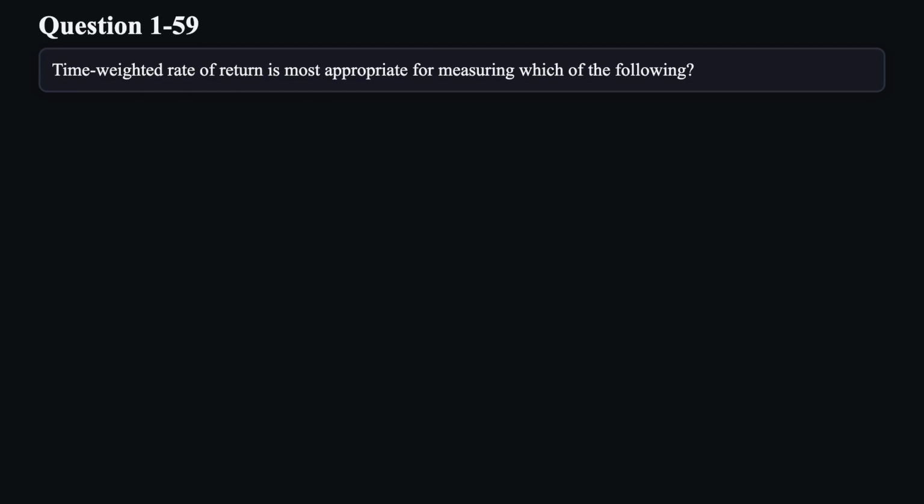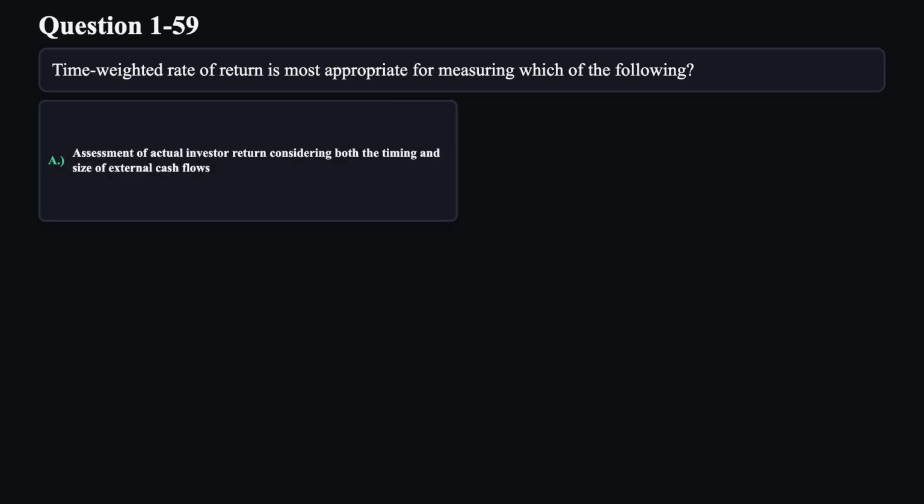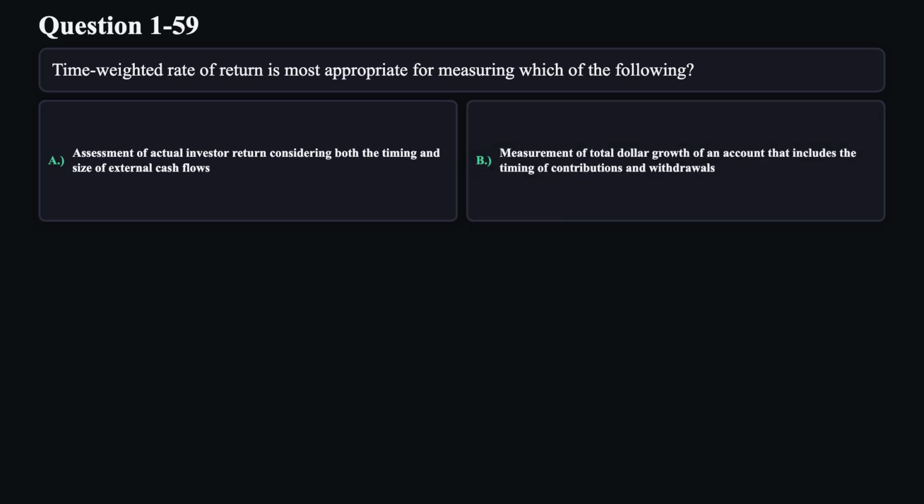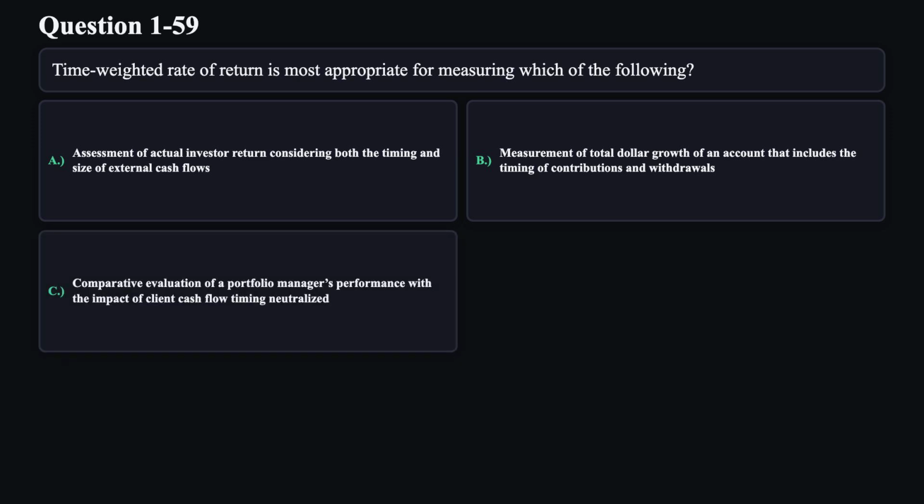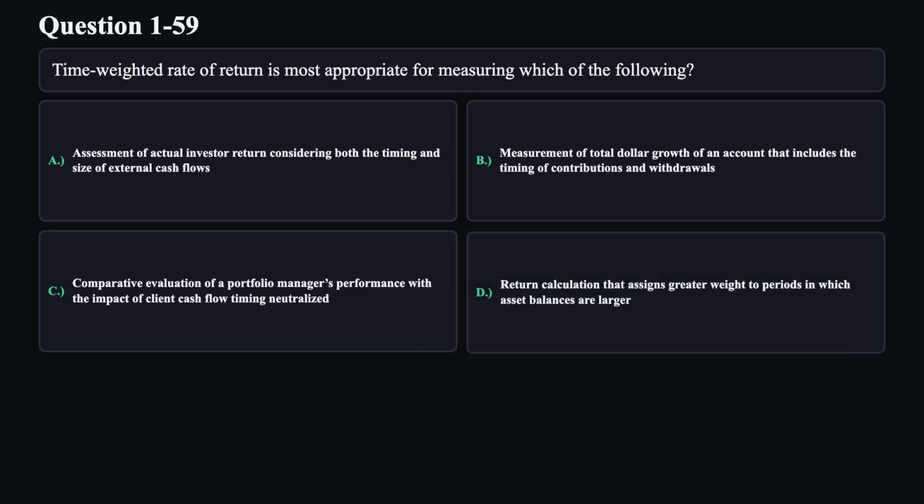Question 59. Time-weighted rate of return is most appropriate for measuring which of the following? A. Assessment of actual investor return, considering both the timing and size of external cash flows. B. Measurement of total dollar growth of an account that includes the timing of contributions and withdrawals. C. Comparative evaluation of a portfolio manager's performance with the impact of client cash flow timing neutralized. D. Return calculation that assigns greater weight to periods in which asset balances are larger.